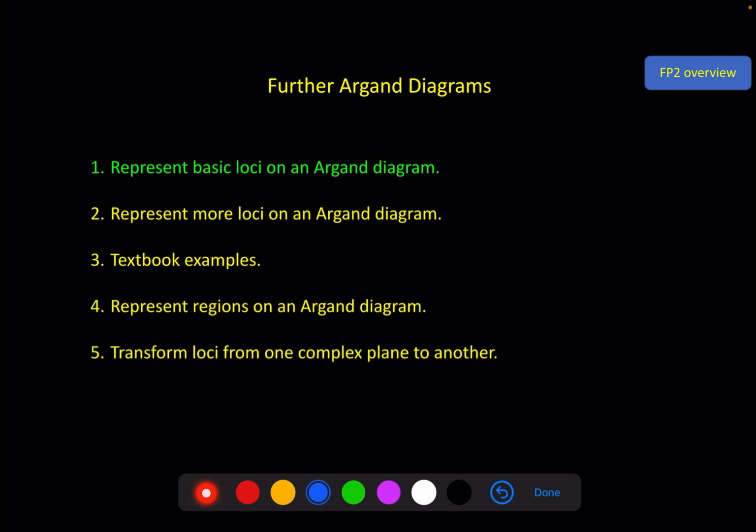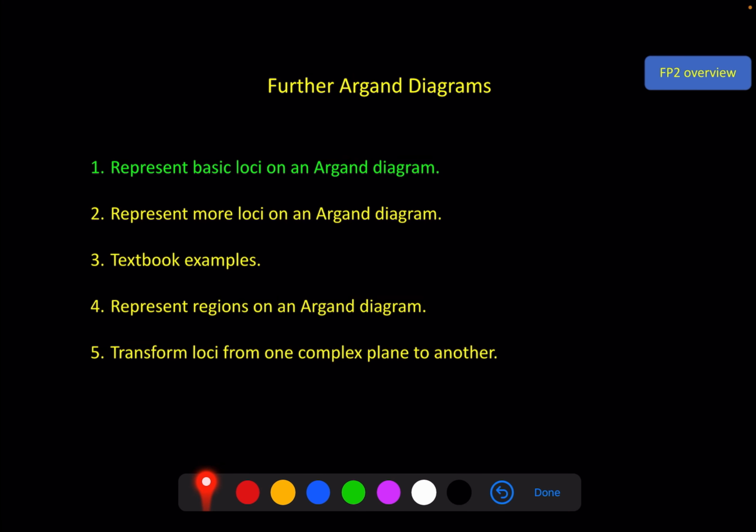In this chapter, we're going to represent basic loci on an Argand diagram. Then in the next video we will represent more loci on an Argand diagram. Between these 2 videos there will be 5 standard results for you to know, and I've split them into ones to do with the modulus and ones to do with the argument, which is a bit different to the textbook. And then in the 3rd video I'll go through all the textbook examples for all 5 of those.